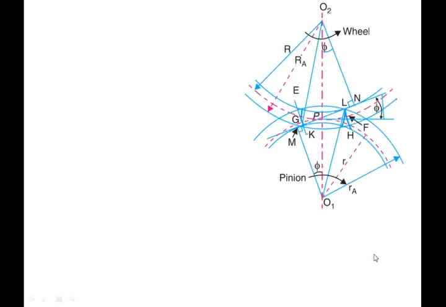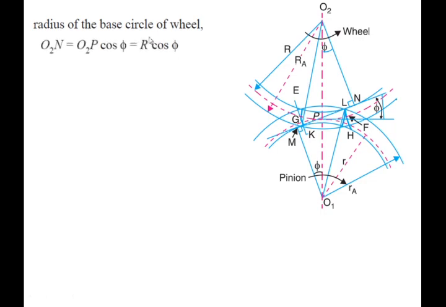Further, now the radius of the base circle of the wheel, that is O2N. O2N is the radius of the base circle for the wheel. We have to find this out. If we consider the triangle O2NP and take cos phi, we get cos phi equal to O2N divided by O2P, that is the hypotenuse. If we rearrange, the radius O2N will be equal to O2P multiplied by cos phi, or we can say capital R multiplied by cos phi.